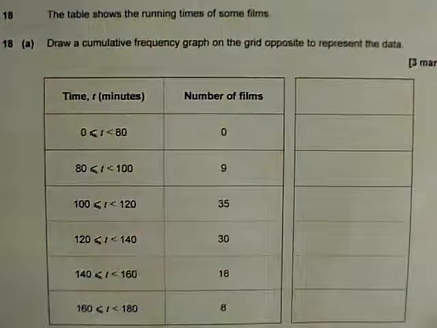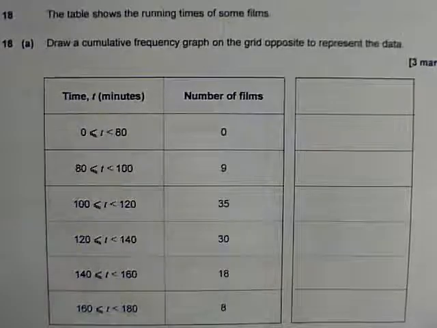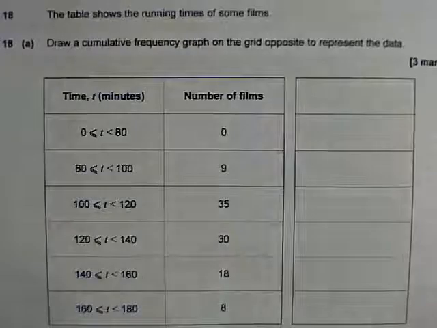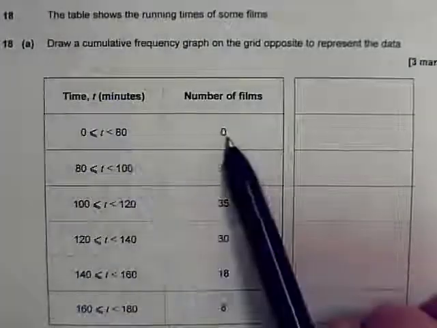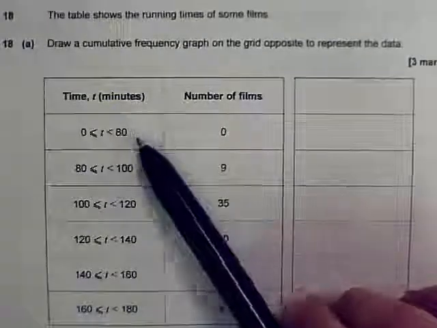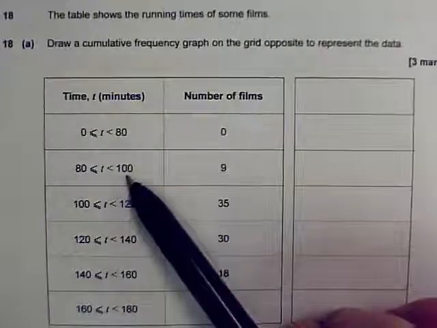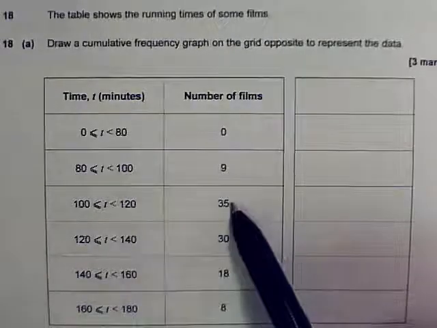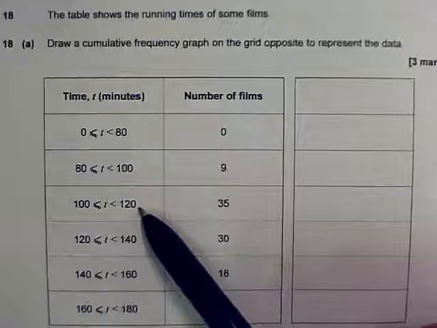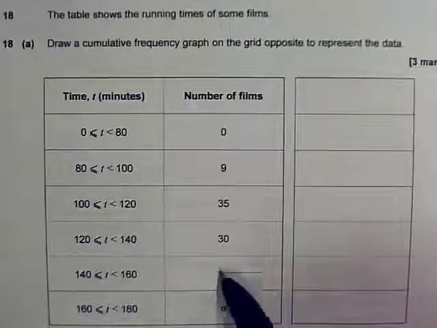Question 18, it says a table shows the running times of some films. Draw a cumulative frequency graph on the grid opposite to represent the data. So from this table, this shows us that 0 films last between 0 and 80 minutes, 9 films last between 80 and 100 minutes, 35 films last between 100 and 120 minutes, and so on.